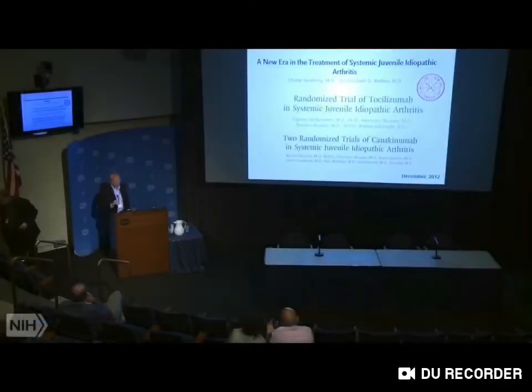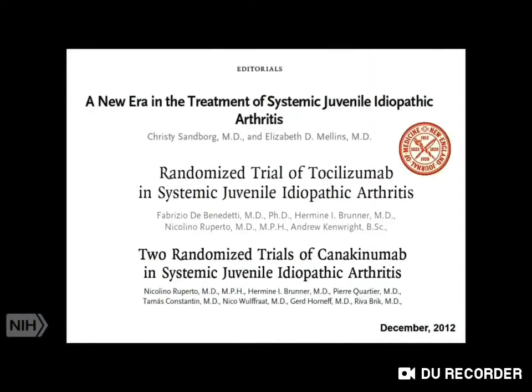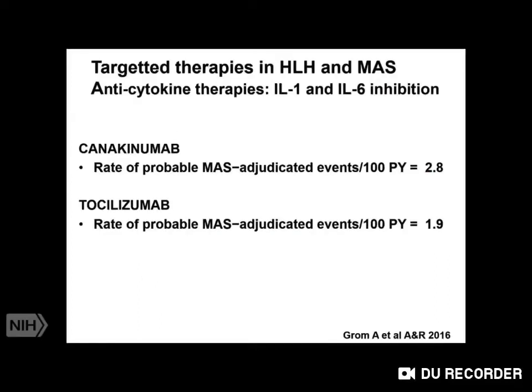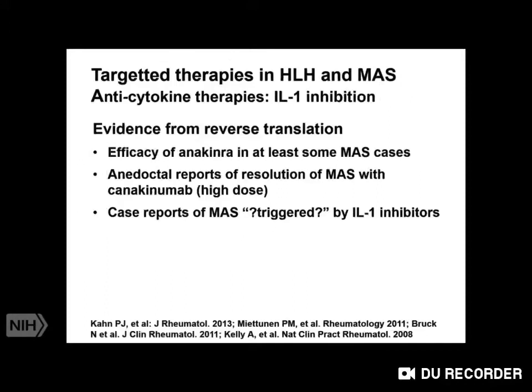To talk to you about targeting cytokines. If you talk about SJIA, you have heard a lot about targeting IL-1 and IL-6. The first thing I want to simply say is that you actually do not eliminate completely the risk of MAS, even in patients in which IL-1 and IL-6 are inhibited. This is the rate of probable or definitive MAS adjudicated events in the two development programs of canakinumab and tocilizumab. And you see that the incidence rate is still pretty evident there.